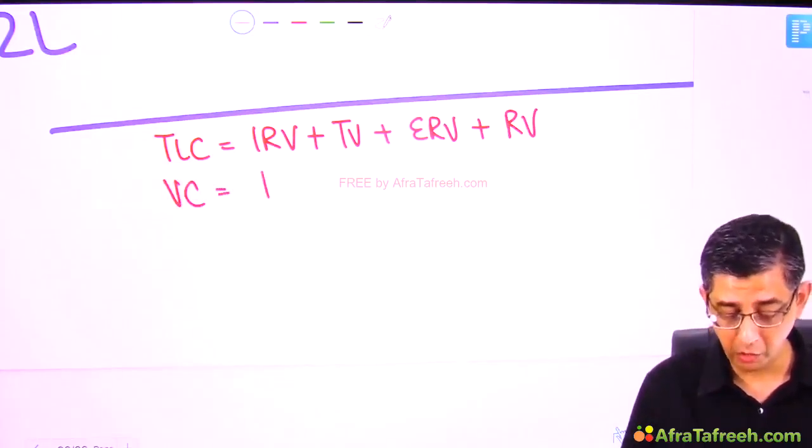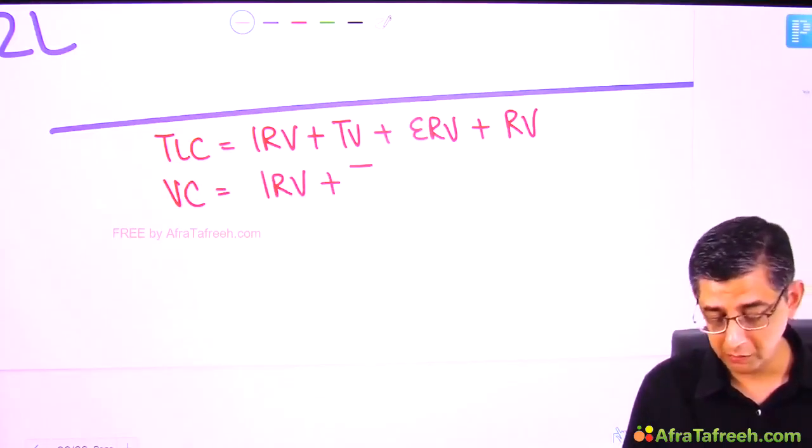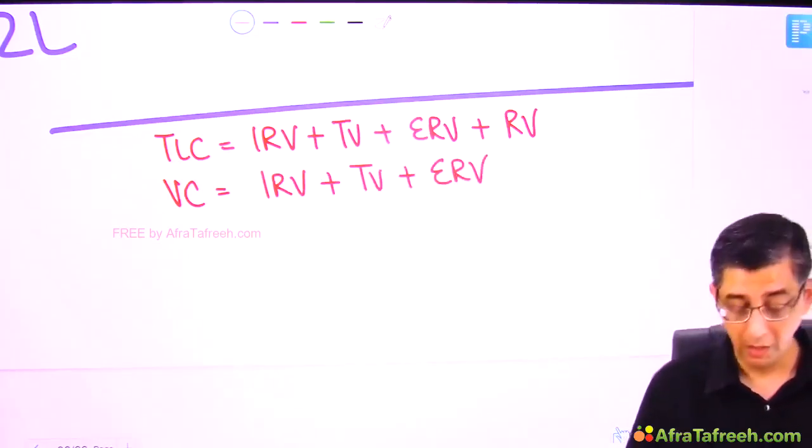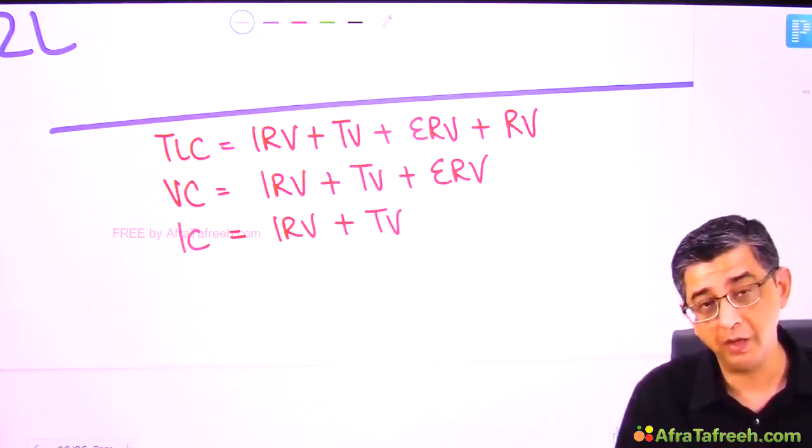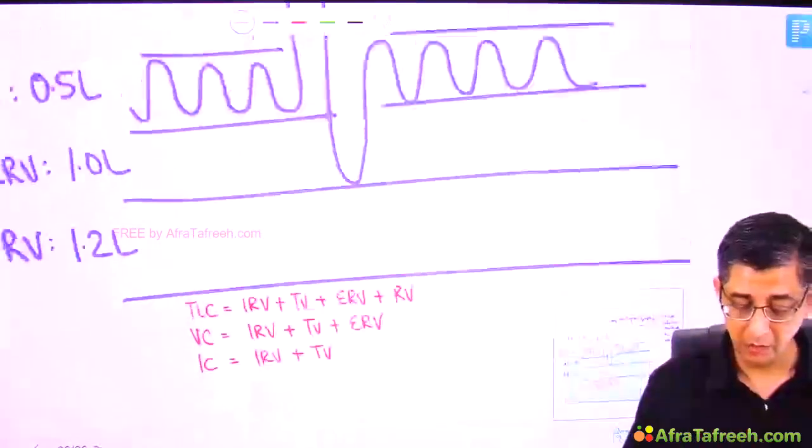But if I add the top three parameters, inspiratory reserve volume, tidal volume and expiratory reserve volume, it will become vital capacity. If I add the top two parameters, that is inspiratory reserve volume plus tidal volume, it will become inspiratory capacity. Please have a look at the board once again.